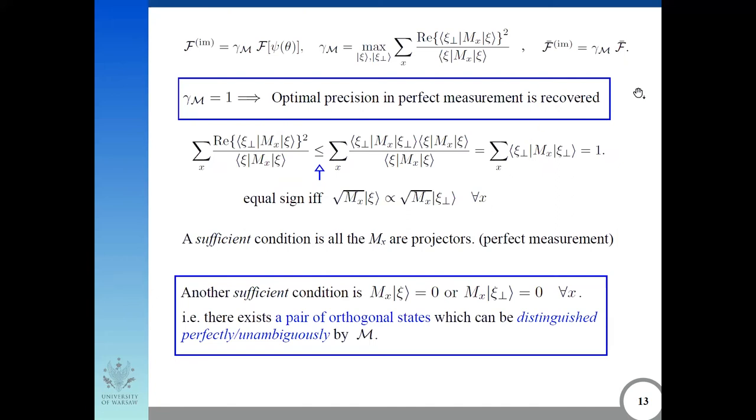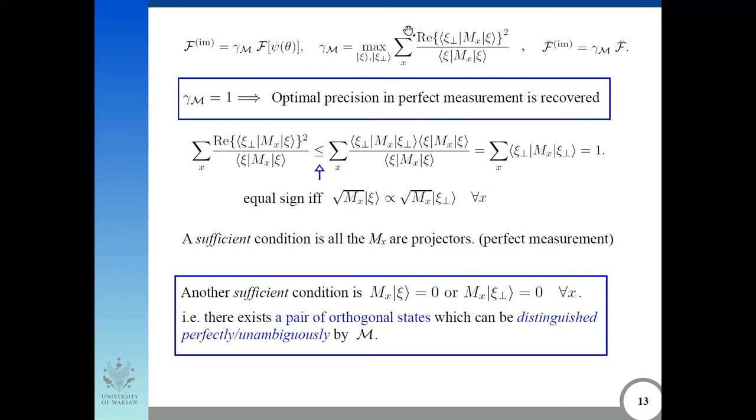So this top line I'm just copying from the previous slide. In particular, if gamma m is one, that means the imperfect quantum Fisher information actually equals the case with the perfect measurement. So then the question is, when can we get one? Now, the answer lies here.